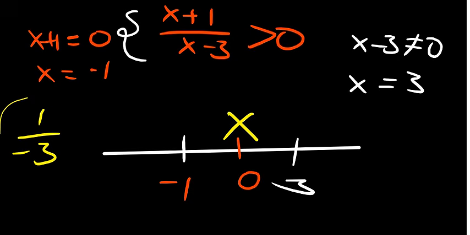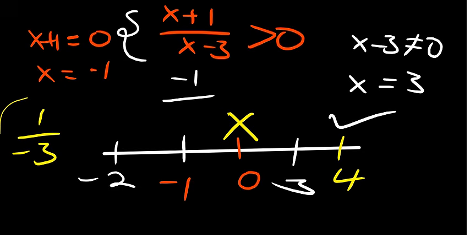Get a value bigger than 3, maybe a 4. 4 plus 1 is 5. 4 minus 3 is 1. So it's 5. 5 is greater than 0. So the right hand side has satisfied that inequality. Okay, part of the solution set. Left side, get maybe a -2. Negative 2 plus 1 is -1. Negative 2 minus 3 is -5. So that will give us 1 over 5, a positive value. So even the left hand side has also agreed. It has satisfied the condition.